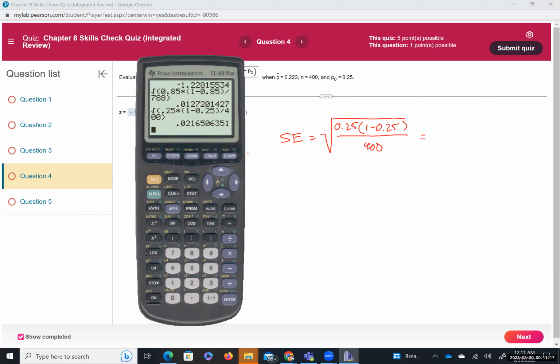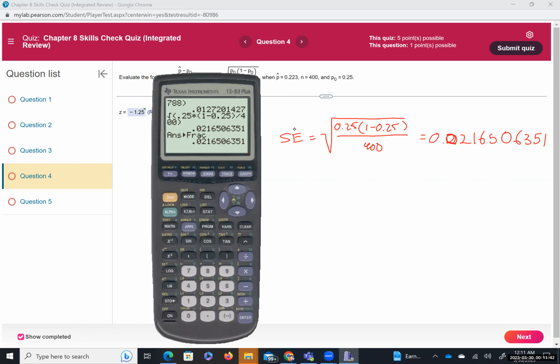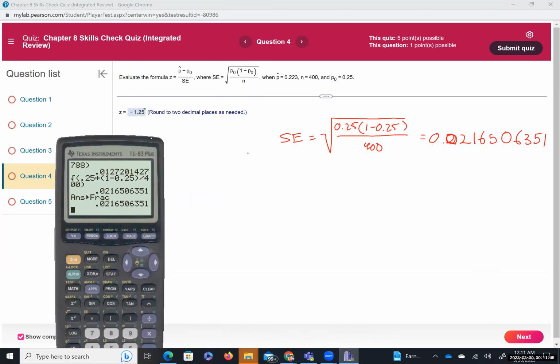I like to put it in fraction form and see if it can do that. No, so I have to write this down as long as I can. Don't round it. Okay, 0.21065063351. I have to keep these, and then I'm going to use that to substitute into the formulas there.